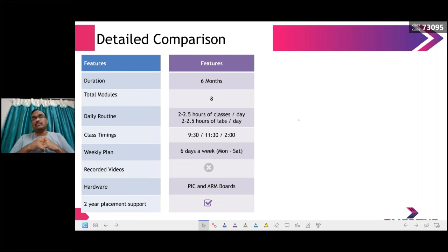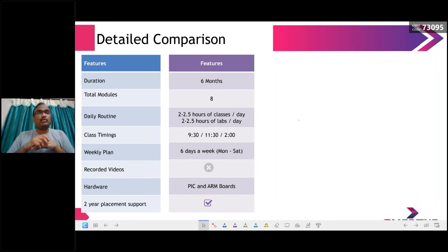With respect to the hardware exposure, you'll be given PIC and ARM based boards. Those boards are available in our office. You can come, take it from our reception, use it, and while going home, you can return it and go. That's the process we have. And you will get a 2-year placement support.